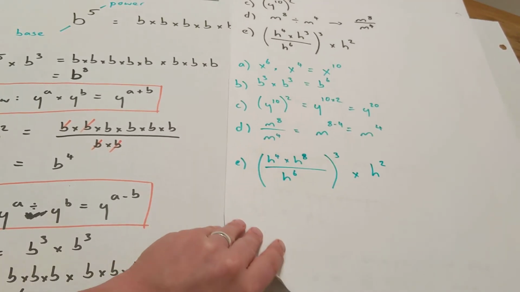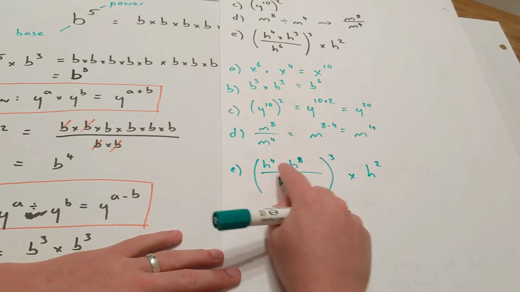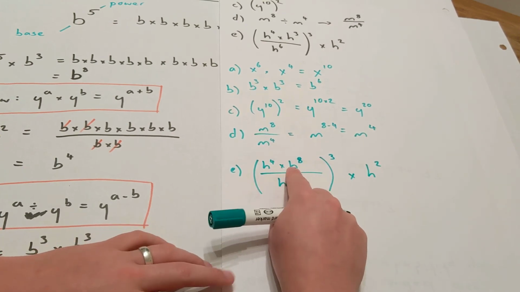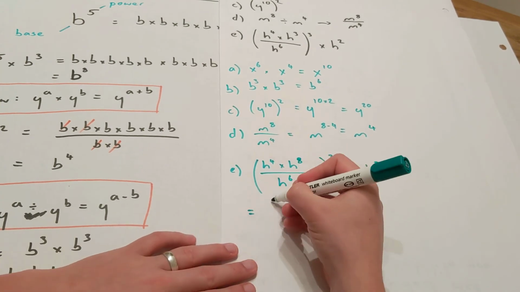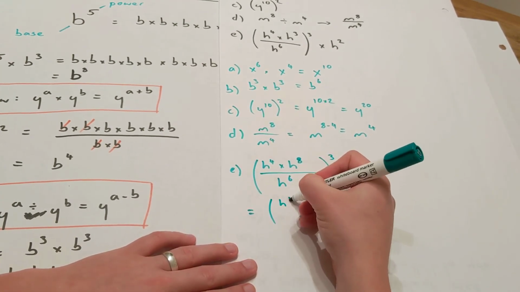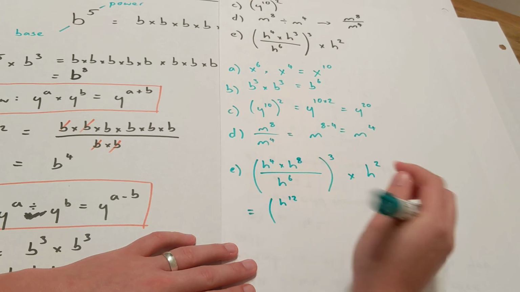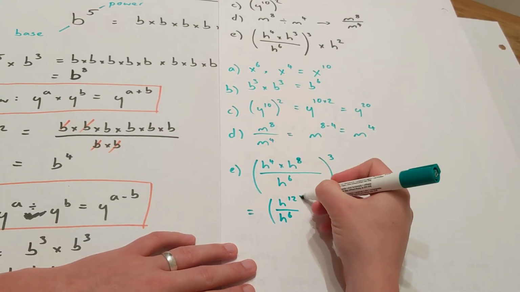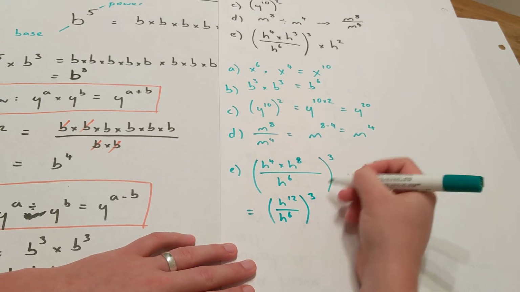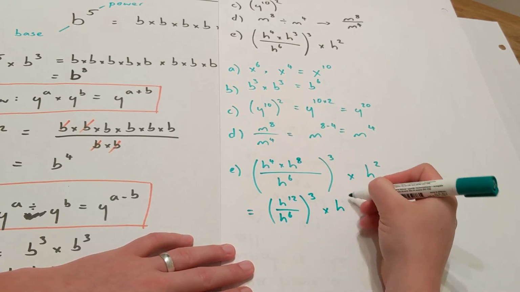So let's just go through it in order. Let's start with this top line here, the numerator. We've got a power times a power, so that just means we add them together. So that means I've got h to the 12, since 4 add 8 is 12, over h to the 6, and all of that is to the power of 3, and then I'm timesing that by h squared.